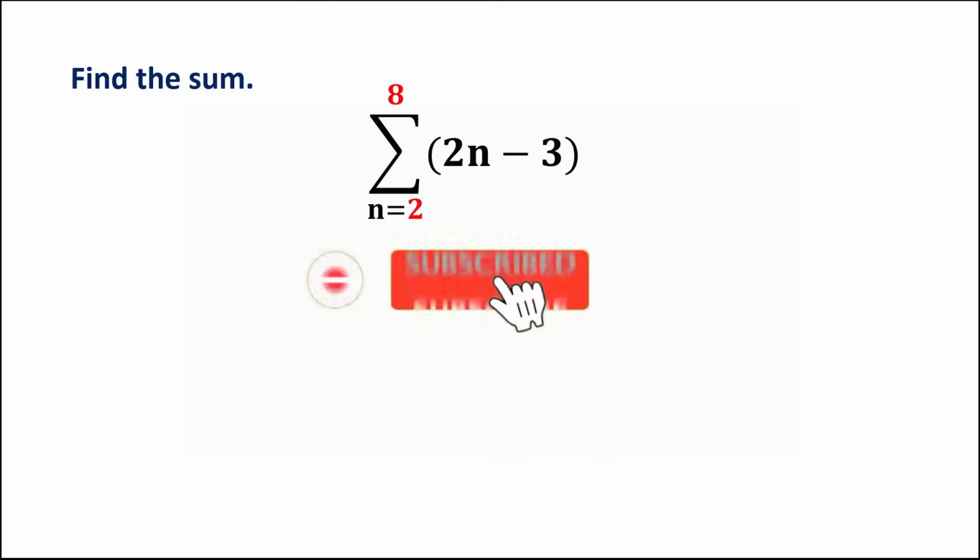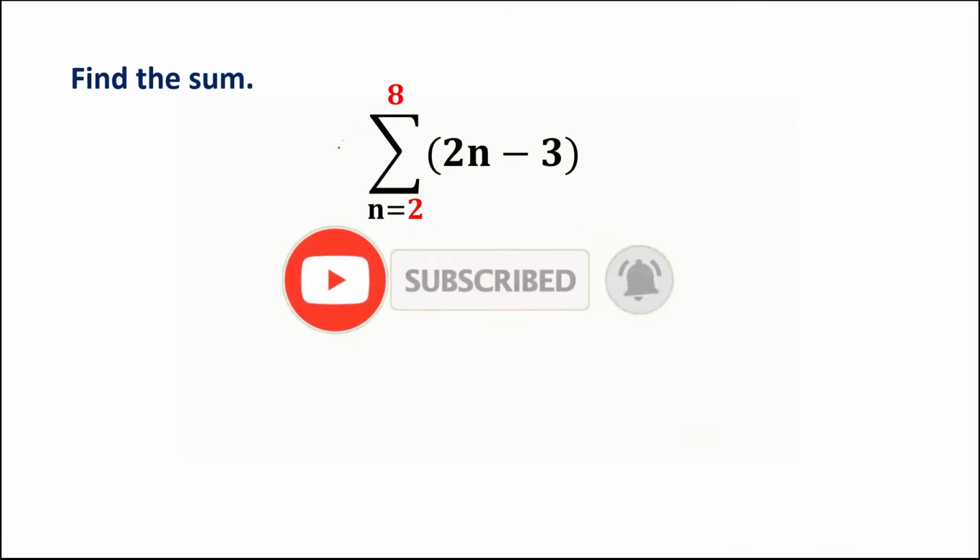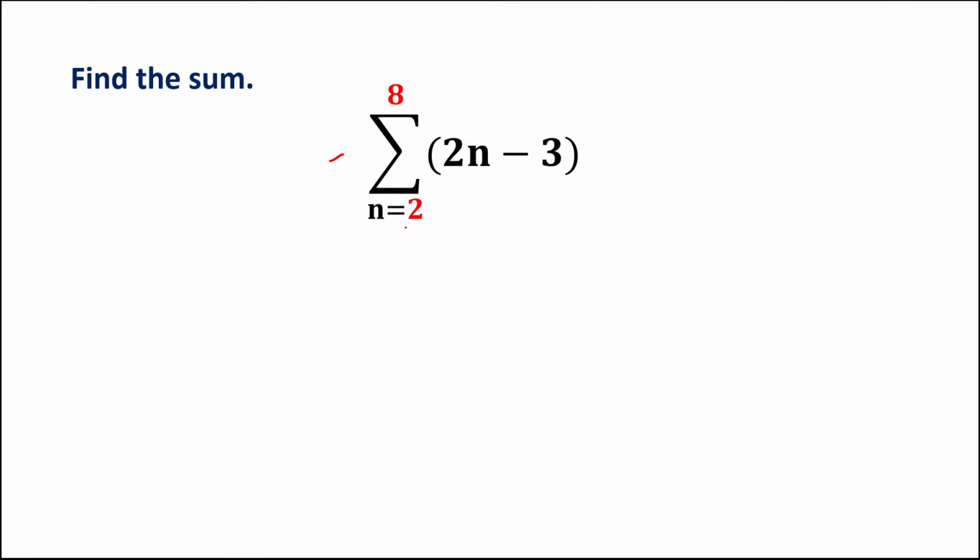So for this problem, to find the sum of this summation notation, take note that the values for n go from positive 2 to positive 8. Therefore, the values for n are 2, 3, 4, 5, 6, 7, then 8. So we need to substitute these values into this equation. Again, n starts from 2.